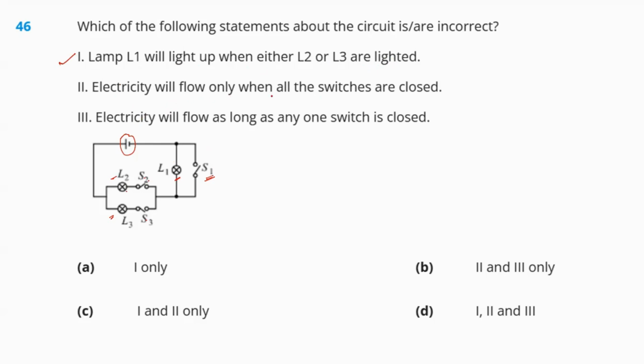Electricity will flow only when all switches are closed. No, it is not true. Electricity will flow as long as any one switch is closed. No, this is also not true. So our answer number B would be our correct answer.